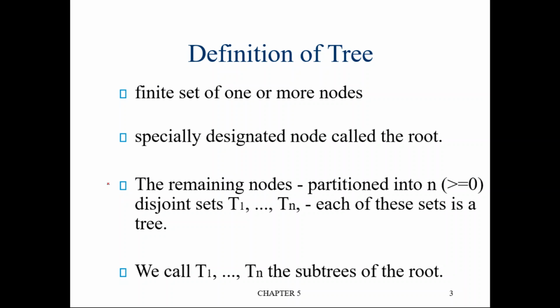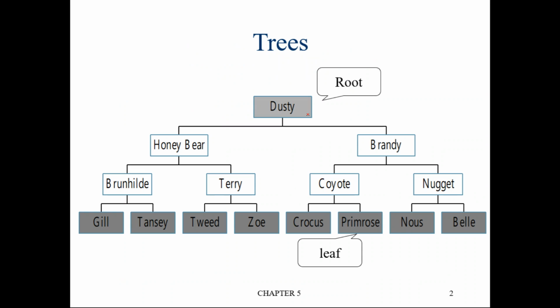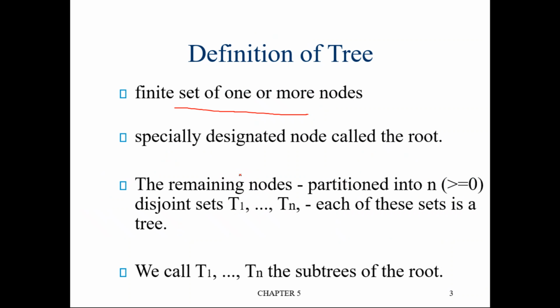A tree is a finite set of one or more nodes. These are called nodes. Dusty is a node, Honeybear is a node, Terry is a node. So what the first line says, a tree is a finite set of one or more nodes. It means that if you want to call something a tree, it should have at least one node or more than that.